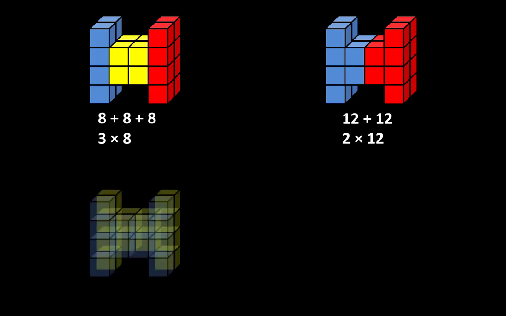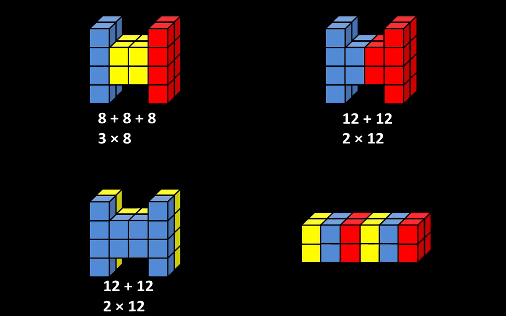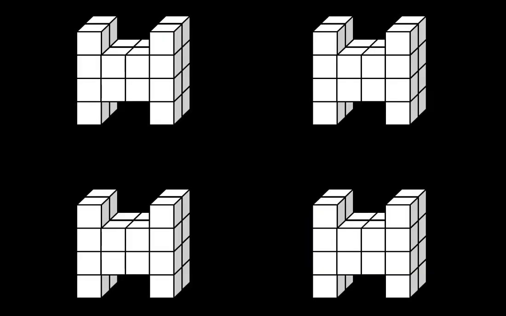The third structure can be described as 12 plus 12, or it can be described as two groups of 12. And the fourth structure can be described as 4 plus 4 plus 4 plus 4 plus 4 plus 4, or it can be described as six groups of 4. In every case, the total is 24. Can you see it several different ways?